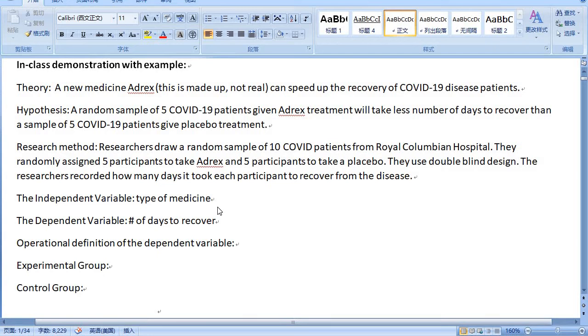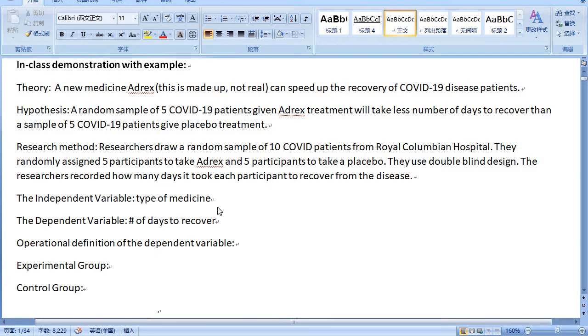This is operational definition. In this experiment, we have two groups, an experimental group and a control group. The experimental group is a group taking the real medication. Why do we call the group that takes the real medication the experimental group? Why don't we call the placebo group the experimental group? This is because the active ingredients of this medication are what we are interested in. We are experimenting with a real medication.